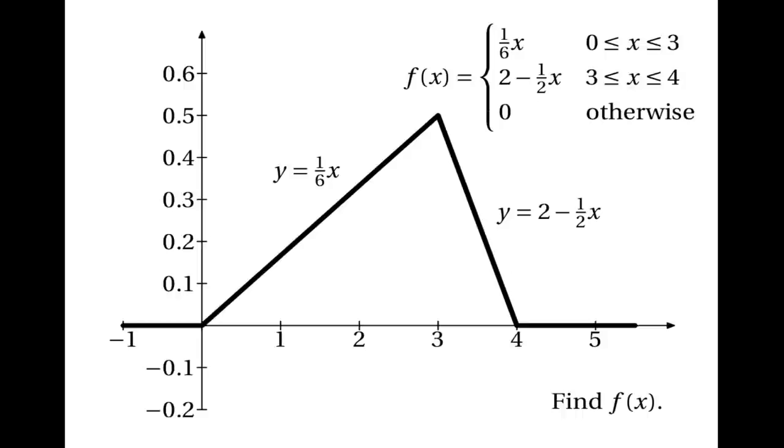We can say that f of x is equal to 1/6 of x when x is between 0 and 3, that it's equal to 2 minus 1/2 of x when x is between 3 and 4, and everywhere else it's equal to 0. You'll notice that this is another piecewise defined function.